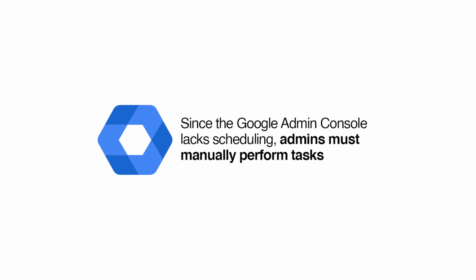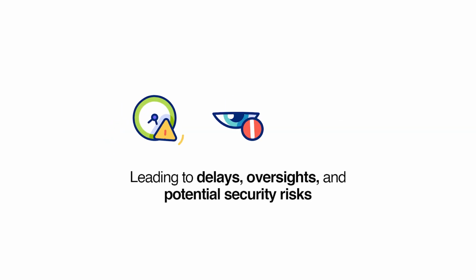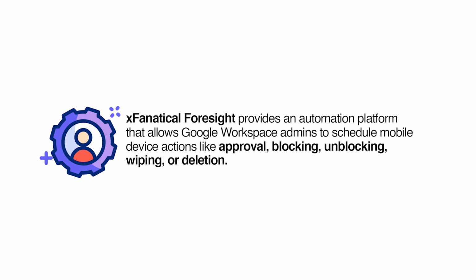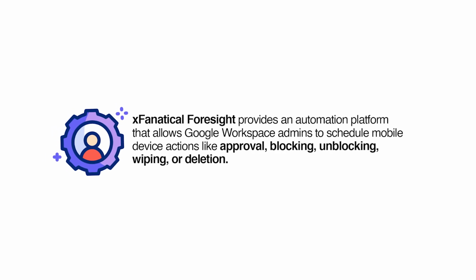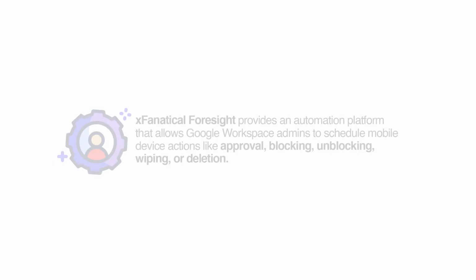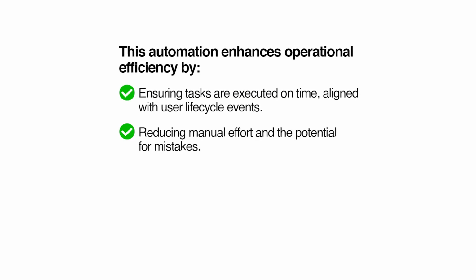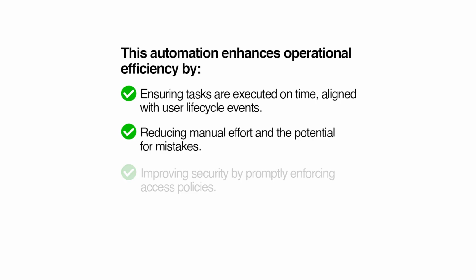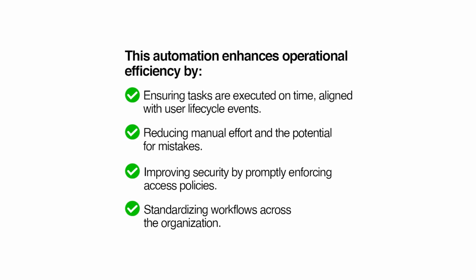Since the Google Admin Console lacks scheduling, admins must manually perform tasks, leading to delays, oversights, and potential security risks. That's where xFanatical Foresight comes in. xFanatical Foresight provides an automation platform that allows Google Workspace admins to schedule mobile device actions like approval, blocking, unblocking, wiping, or deletion. This automation enhances operational efficiency by ensuring tasks are executed on time, aligned with user lifecycle events, reducing manual effort and the potential for mistakes, improving security by promptly enforcing access policies, and standardizing workflows across the organization.